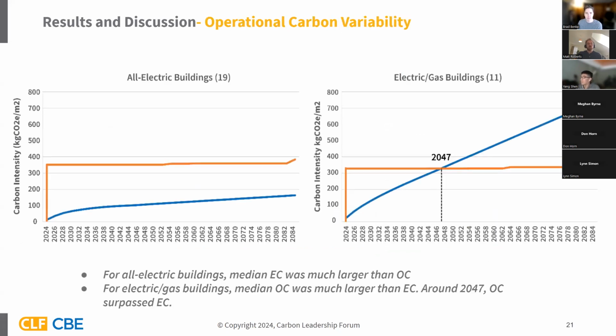Next slide, please. This slide demonstrates the operational carbon variability based on two different building energy use types, which are the all-electric buildings shown on the left and the electric-gas buildings shown on the right. For all-electric buildings, median embodied carbon was much larger than the operational carbon. For the electric-gas buildings, median operational carbon is much larger than the embodied carbon, and around 2047, operational carbon can surpass the embodied carbon.